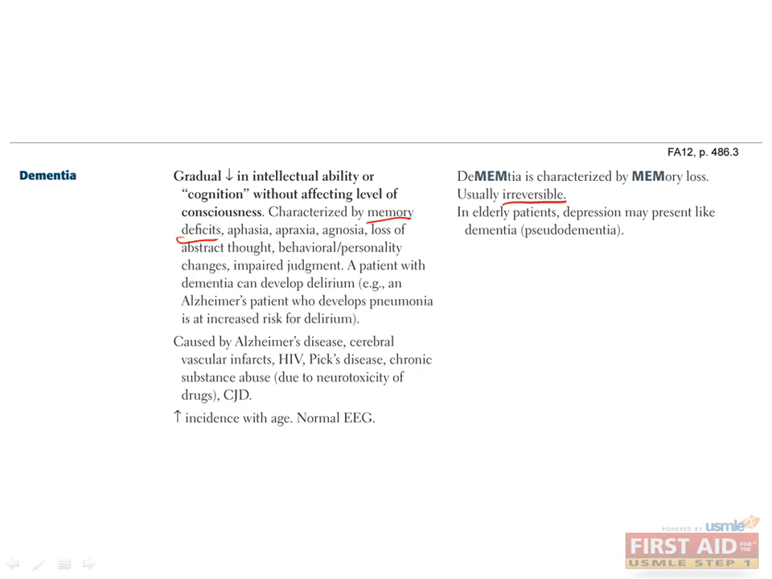The common causes of dementia include Alzheimer's, vascular disease, Pick's disease, HIV encephalitis, and several others. You'll also want to look for depression, especially in the elderly, as it can lead to pseudodementia, which is possibly reversible. We'll discuss these disorders in greater detail during the neurology chapter.